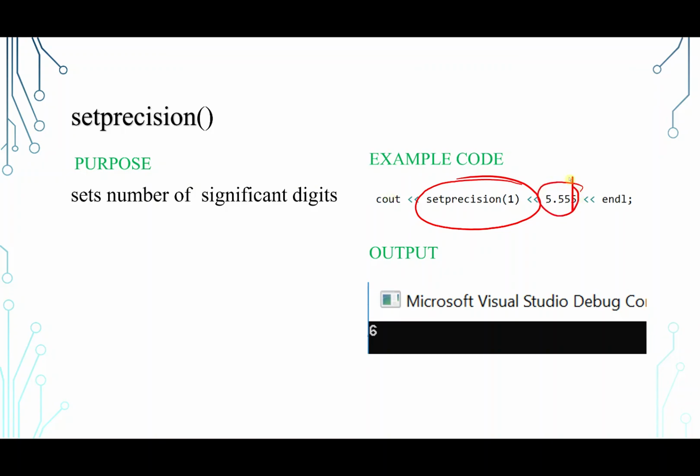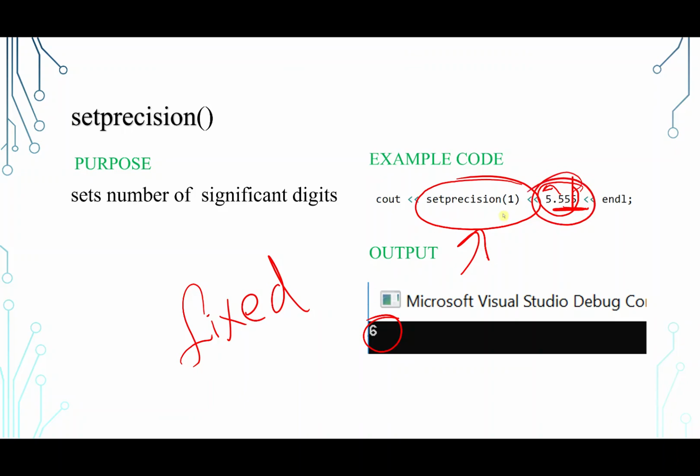What is the significant digit? That is rounded up and becomes 6. Now, if you use it with fixed, as you will see in the next few slides, then it only controls the number of significant digits after the point. So if it's alone, it controls the whole number, the whole thing. If it's with the helper string manipulator fixed, it controls only this part.